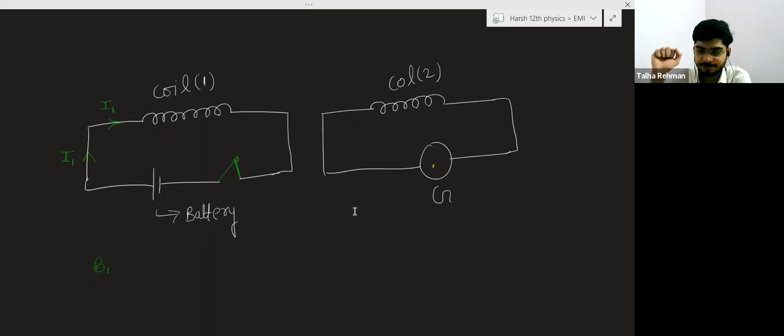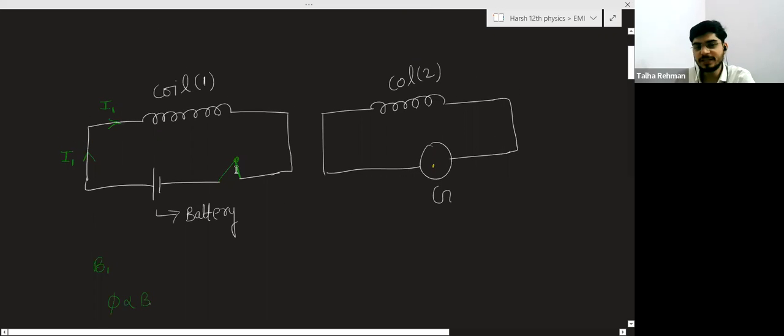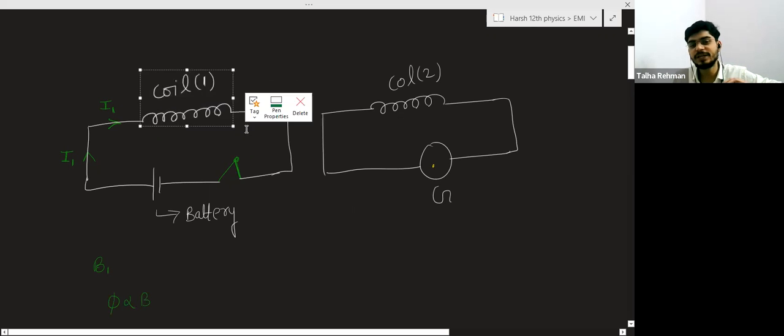Now, what will happen? We know that magnetic flux is directly proportional to the magnetic field. Now, this will be used. When you have just closed the switch, the magnetic field will increase, meaning the magnetic field produced by the coil will increase.